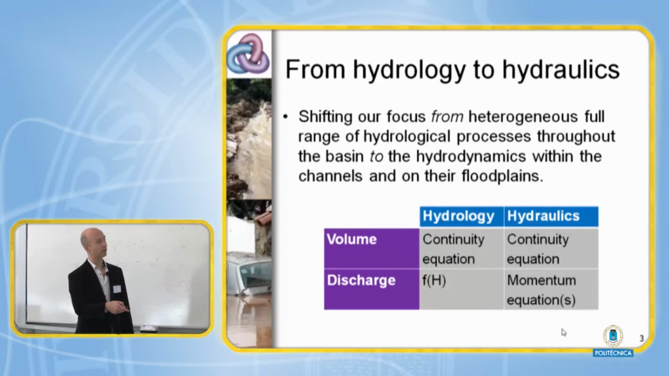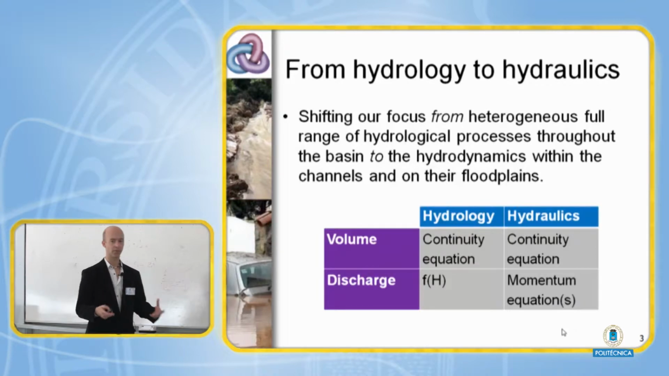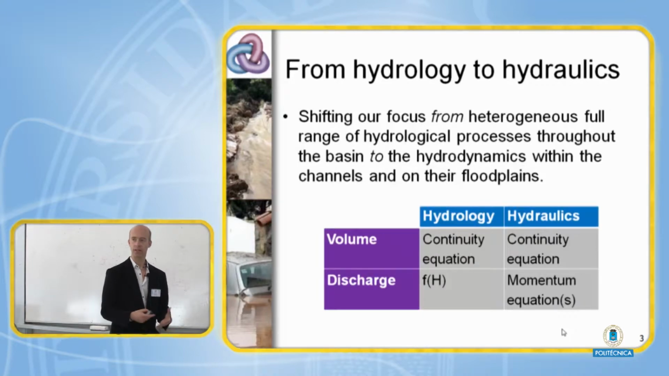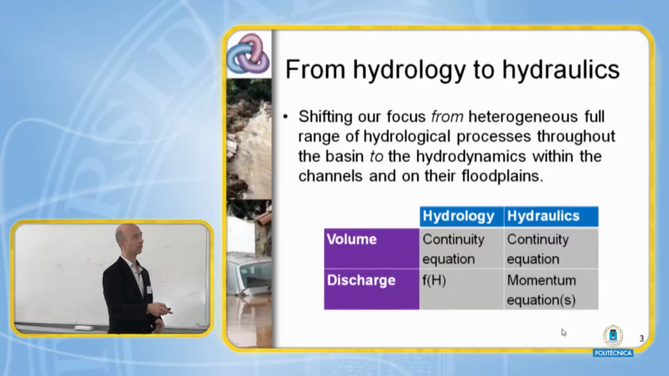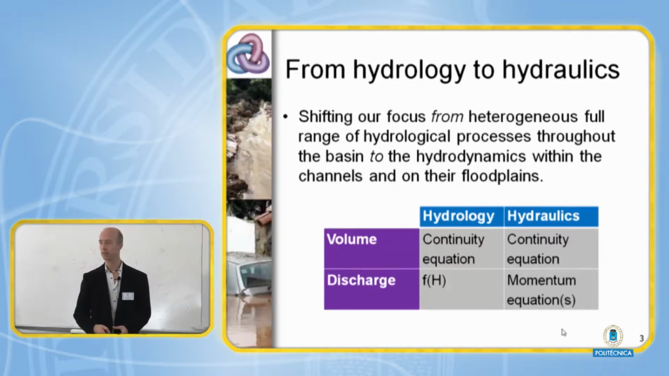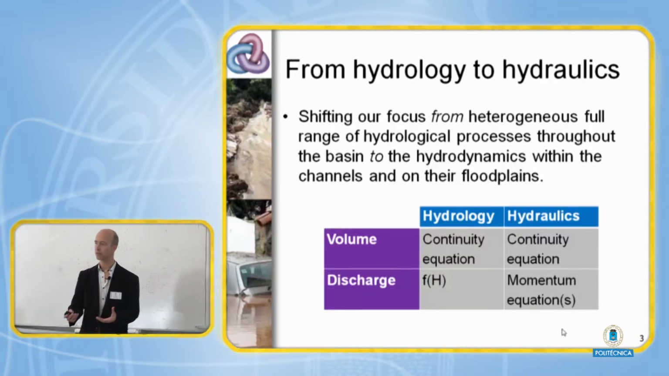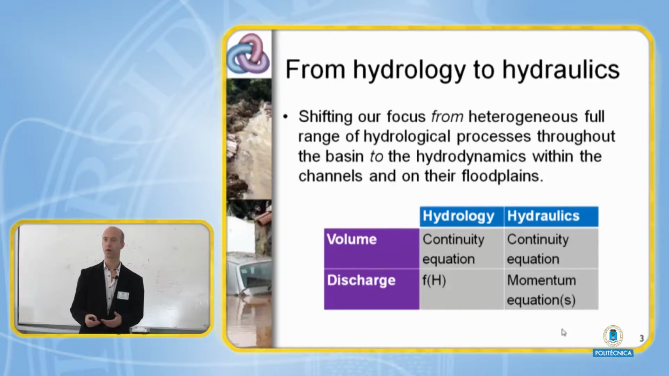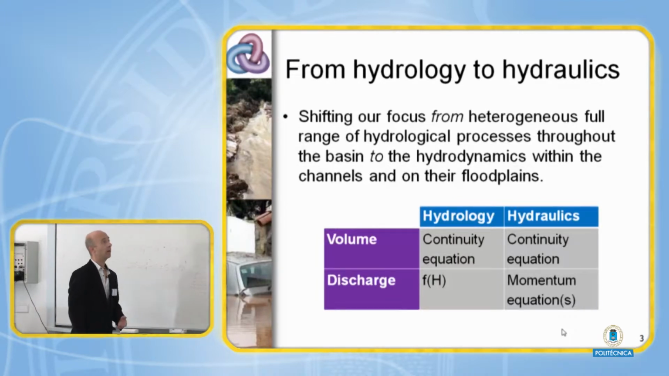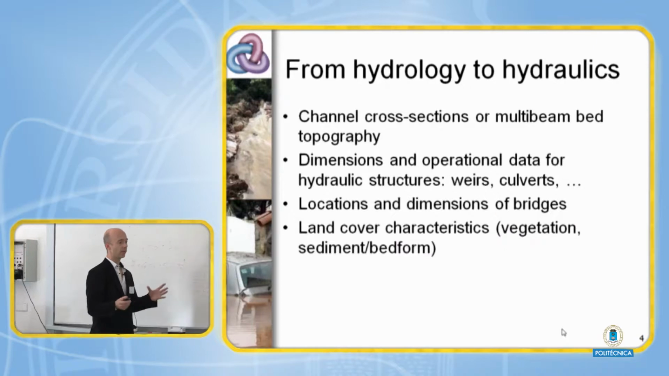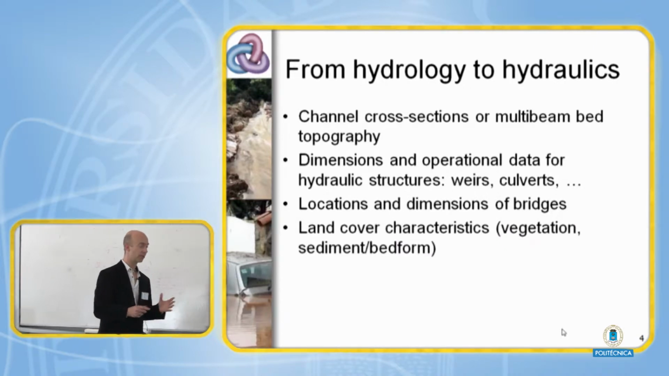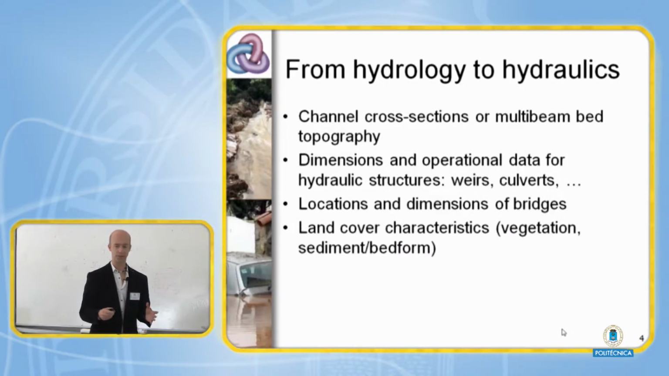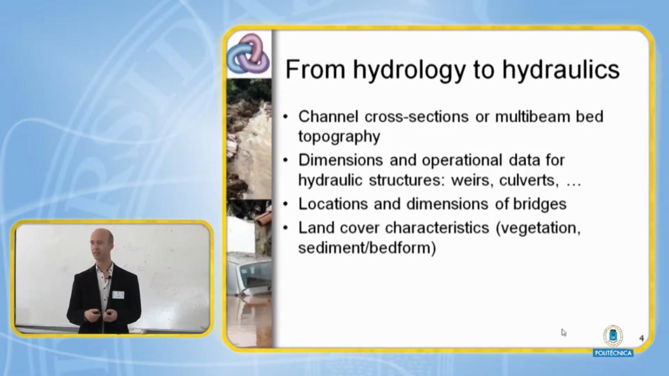But then in hydrology, you assume that the discharge is a function of the water volume in a grid cell, whereas in hydraulics, you start computing the momentum equations, where you have additional equations to solve for the U and the V component, the X and Y component of the velocity. So when changing between these disciplines, what changes? Well, basically, you need quite different data sets.